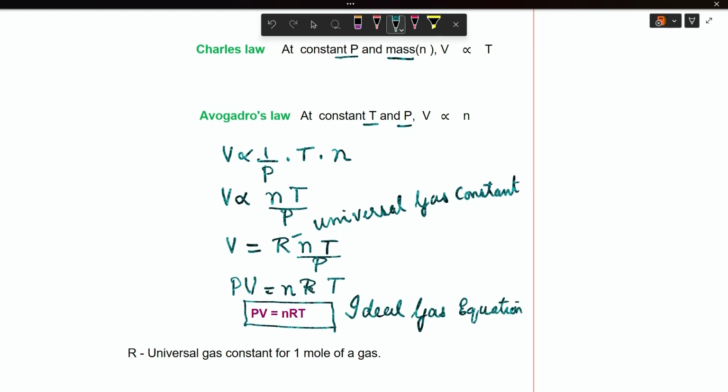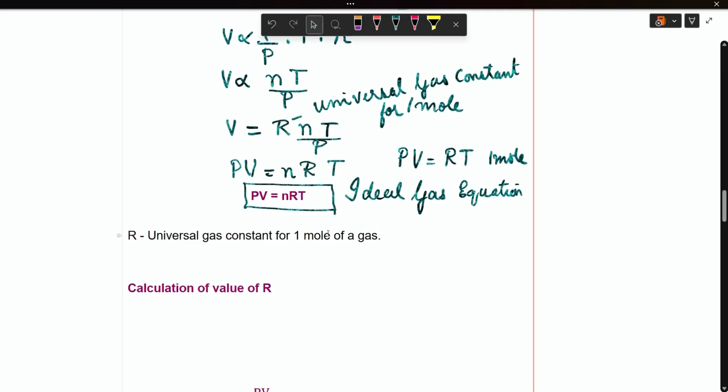Now, what is R? It is the universal gas constant, and this universal gas constant R is for 1 mole of a gas. Therefore, when we multiply it with N, you have it for N moles, and without N it is for 1 mole. If I put PV is equal to RT, this means it is for 1 mole of a gas. If I put N, you will have it for N moles. So R is the universal gas constant, and that too for 1 mole of a gas. Remember that, do not forget.